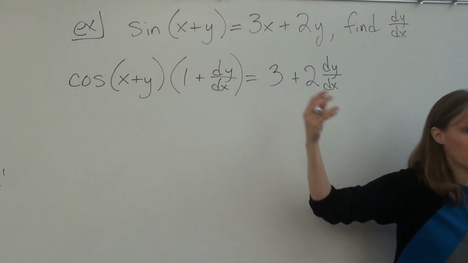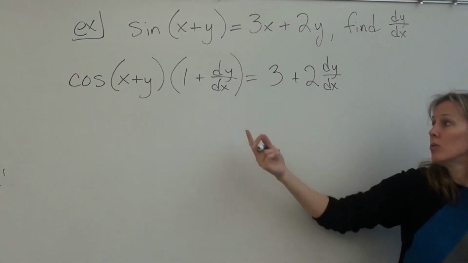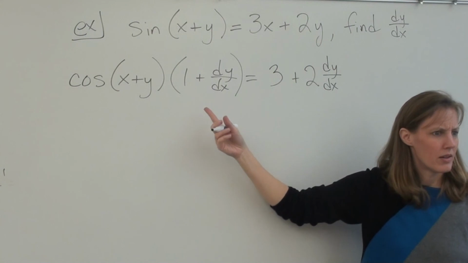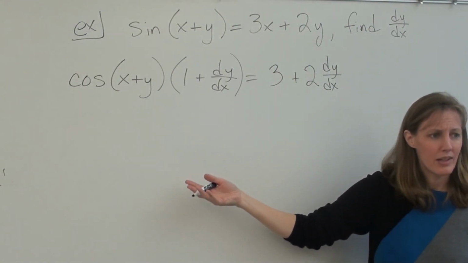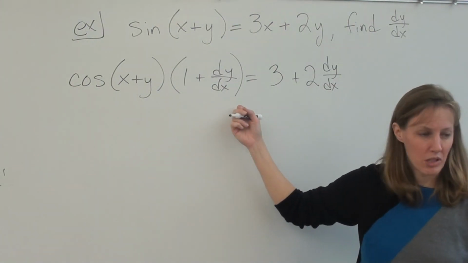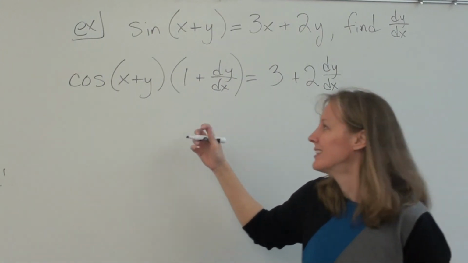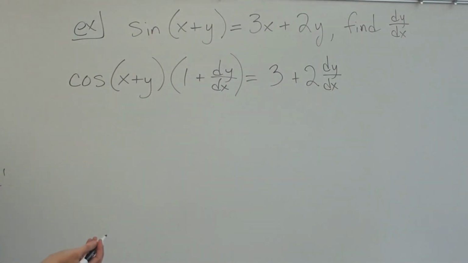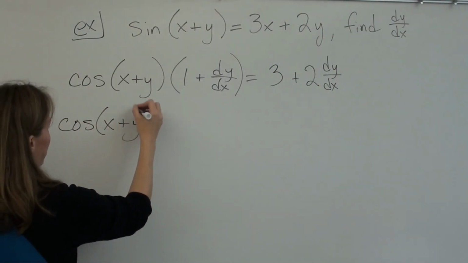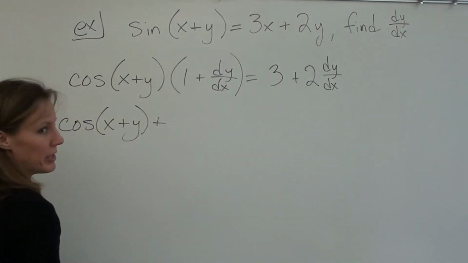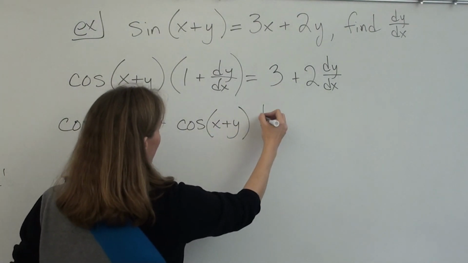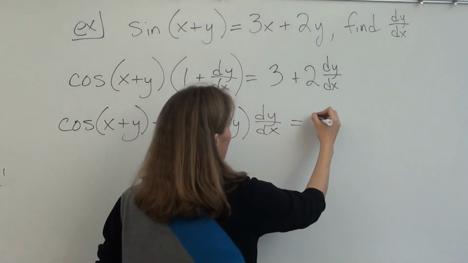Now the way that we simplify this is we have to get all the dy dx's on one side, everything else on the other. But in order to do that, we're going to have to distribute this times this. It's not that hard. It's not even a FOIL. It's just cosine x plus y times 1 and cosine x plus y times dy dx. What's cosine x plus y times 1? Cosine x plus y. Don't make things harder than they are. What's cosine x plus y times dy dx? Cosine x plus y dy dx. Beautiful.